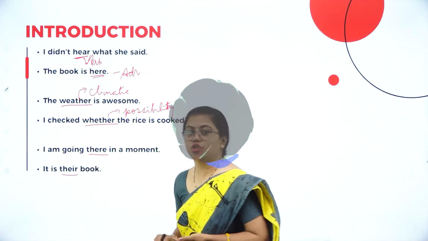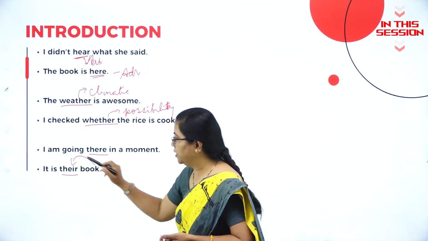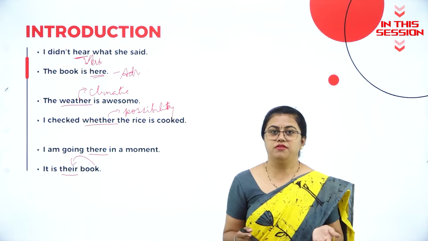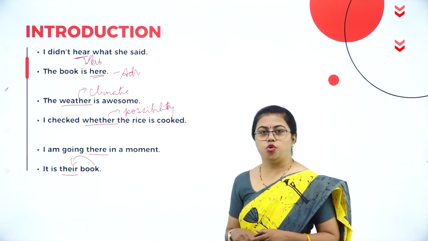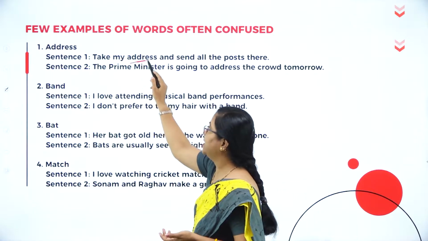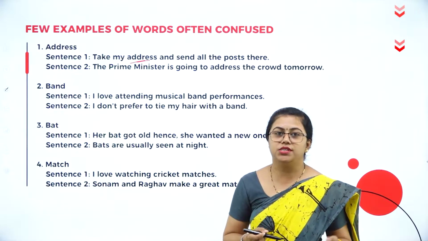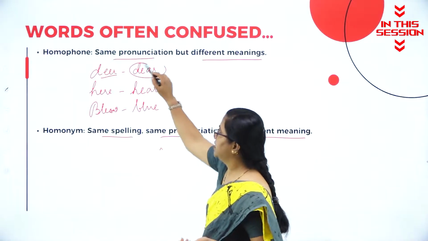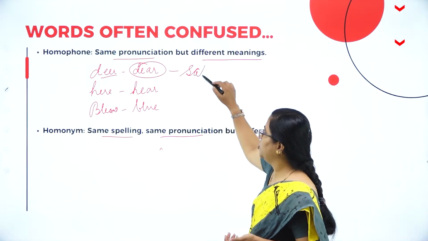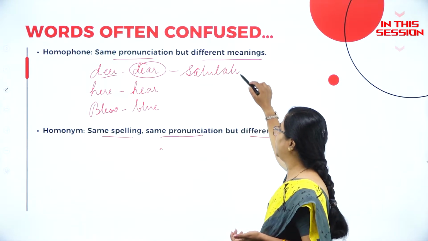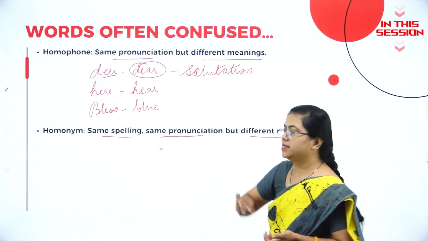It is their book. So here this book belongs to them. That is again a possessive adjective that is being used over here. So take my address. Address is something which you use to post something, to deliver something. This is the salutation that you use. What is salutation? How do you address a person? That is called salutation.